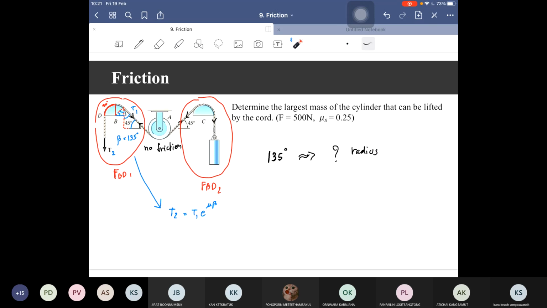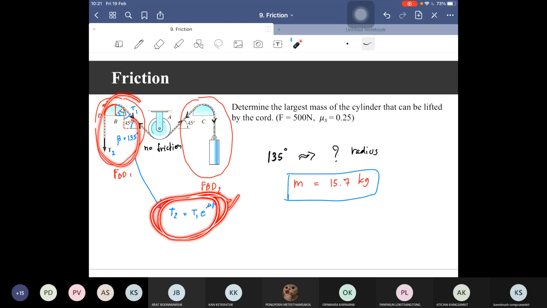Okay, so we run out of time. I will give you the answers for these questions. M is 15.7 kilograms. For the first one, just use the equation and then do the same method as on this side, but the T2 will become the weight of this cylinder.